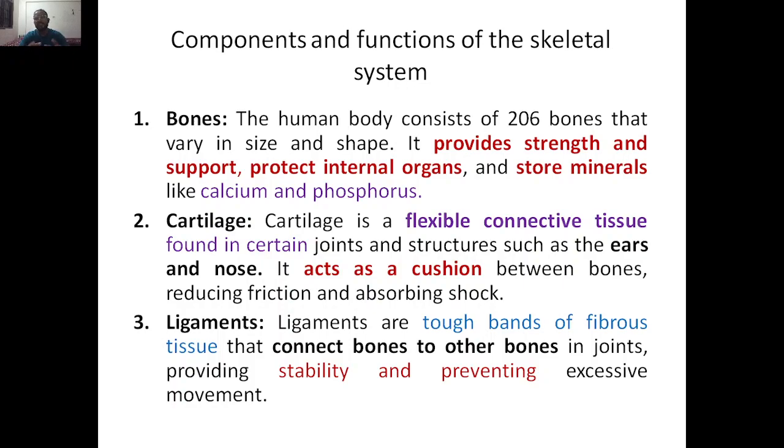So cartilage is nothing but a flexible connective tissue. It's a flexible connective tissue that is found in certain joints, and if there are two joints like this, the joint here will be covered by the cartilage. Usually in joints, these kinds of joints, we can see the cartilage. And also structures such as ears and nose. No, these are not actually bone, okay, but they are cartilage, understanding?